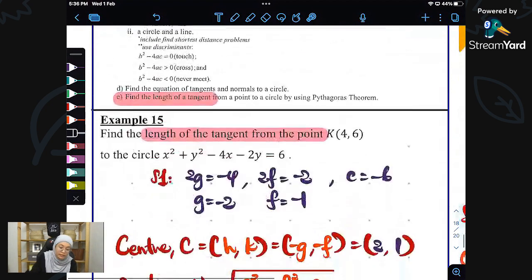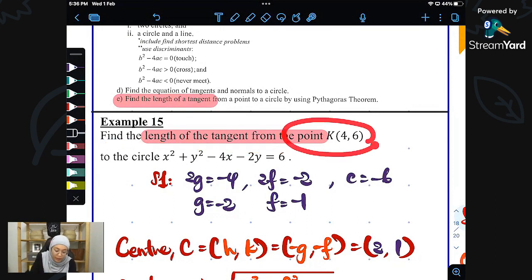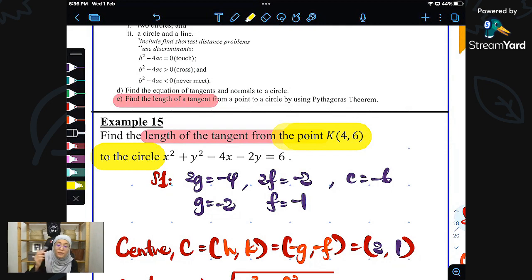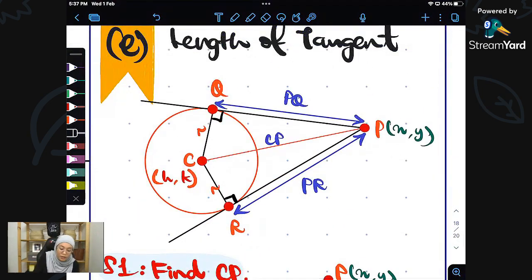Okay, let's have a look at this question. Find the length of the tangent from the point to the circle. I think you should highlight this phrase, from the point to the circle. We are going to find the length of the tangent from the point to the circle. Let me show you the picture.